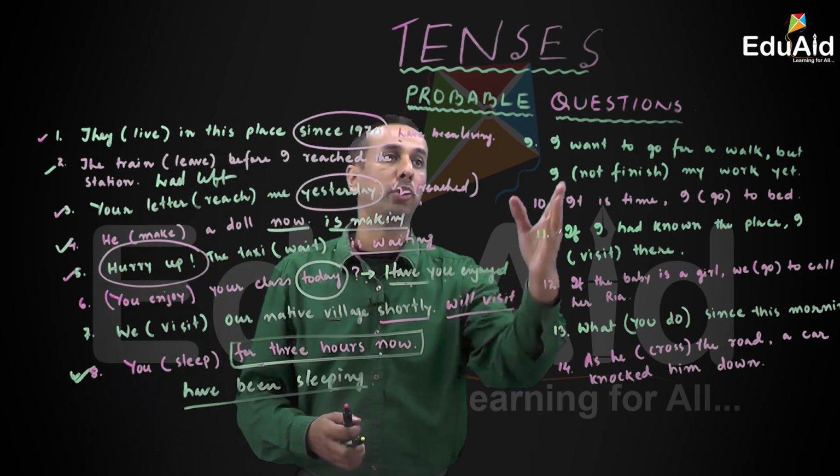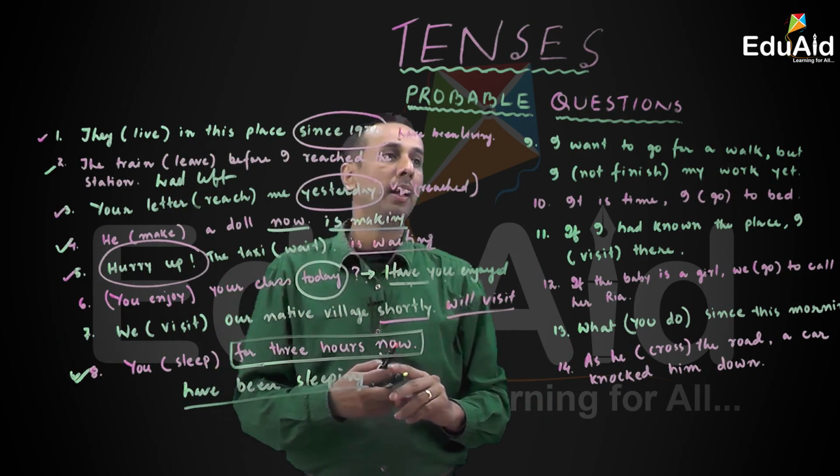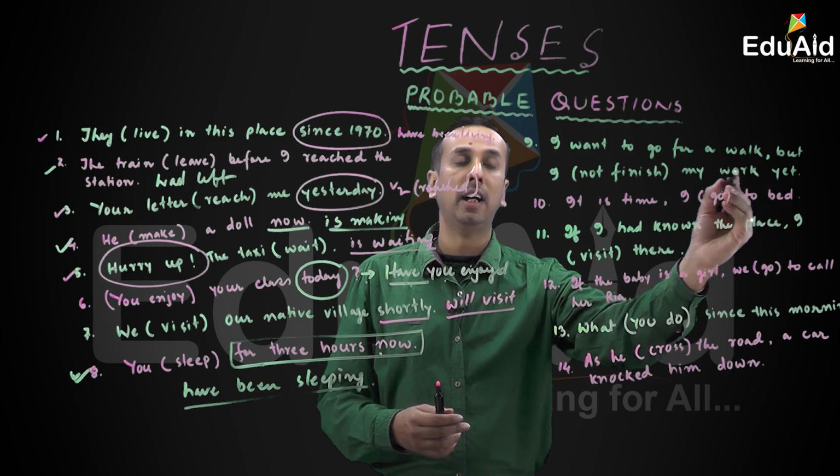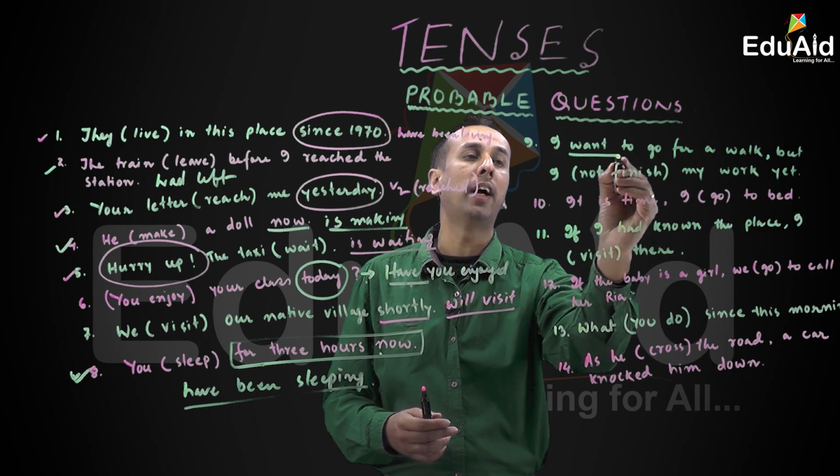Now let's come down to question number 9. I want to go for a walk. The clue is want to go for a walk.